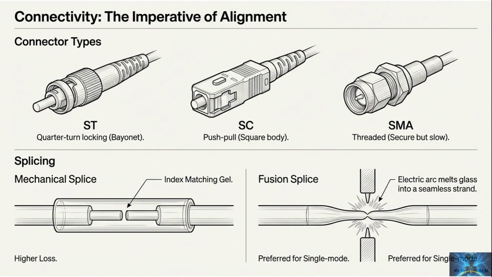Splicing also comes in two broad families. Mechanical splices align fibers with an index-matching gel, which is fast, but usually higher loss. Fusion splicing uses an electric arc to melt and join the glass into a continuous strand. That typically yields the best performance, but it requires specialized equipment and technique. The key message is simple. Alignment is not optional. Alignment is performance.